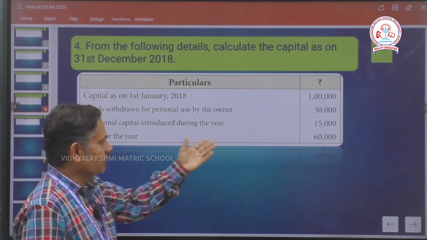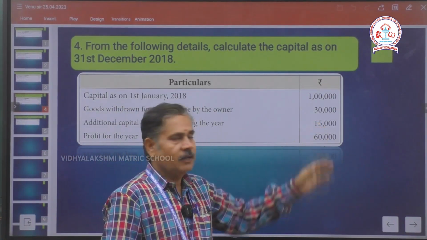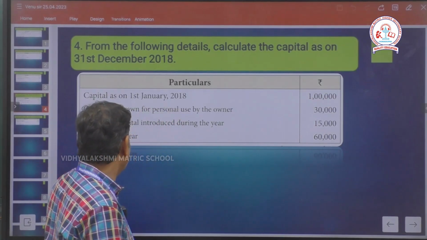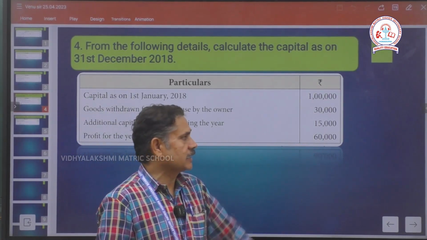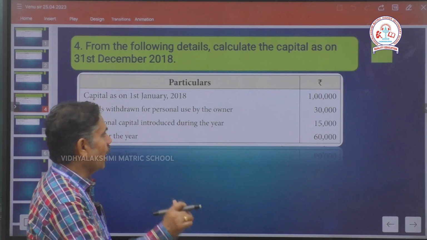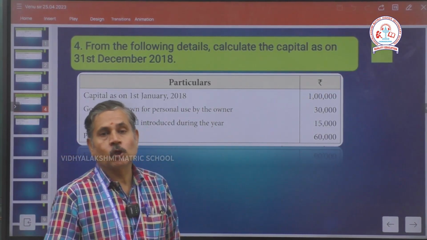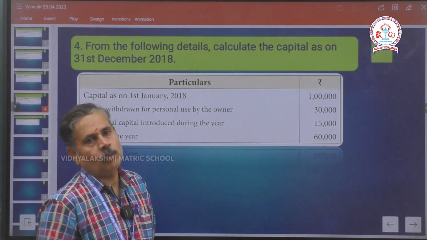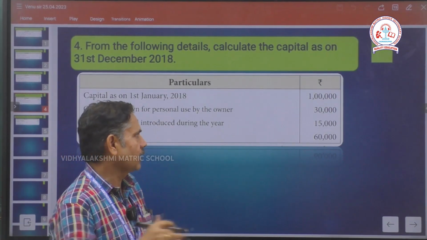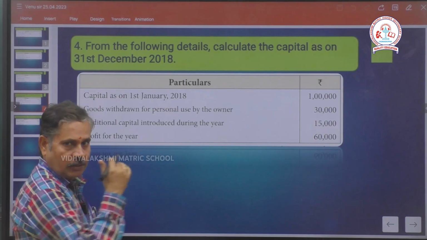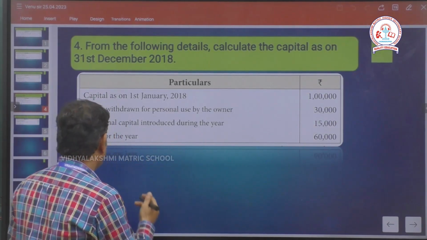After that, additional capital introduced, 15,000 during the year. Profit for the year 60,000. So what do we have to find out here? The answer is closing capital. How to find out closing capital? Now I will dictate the sum. Just see the board.